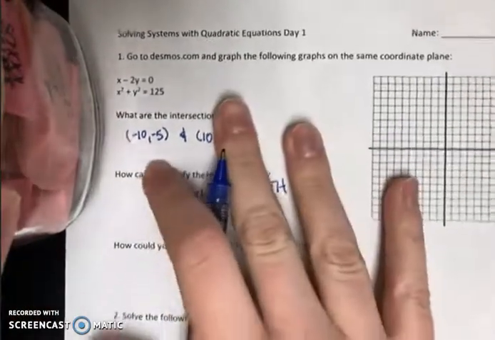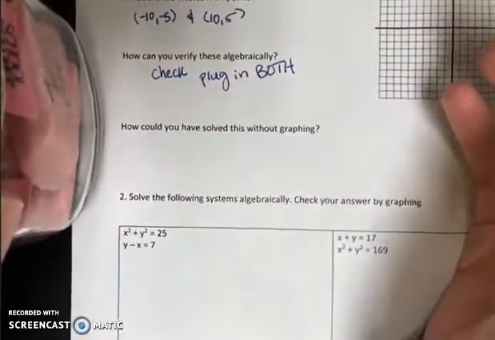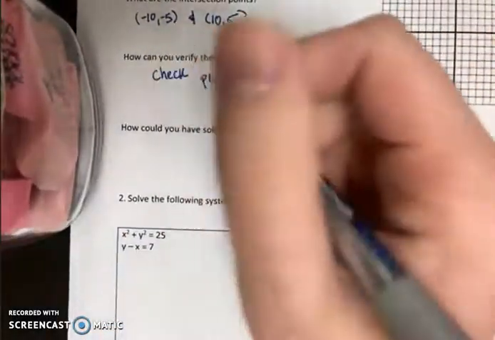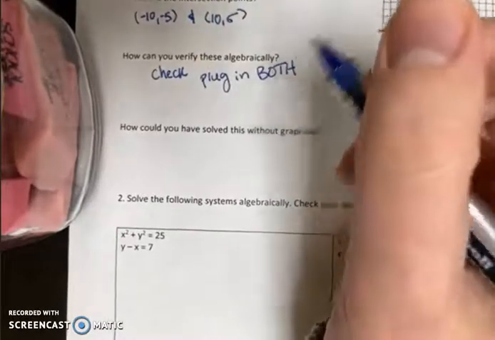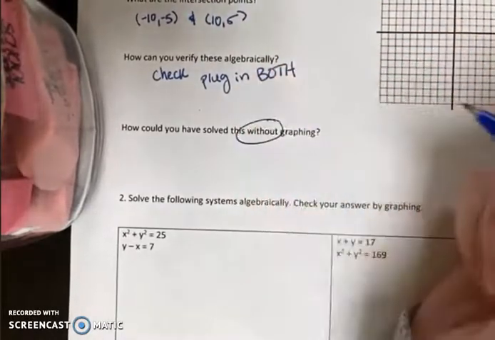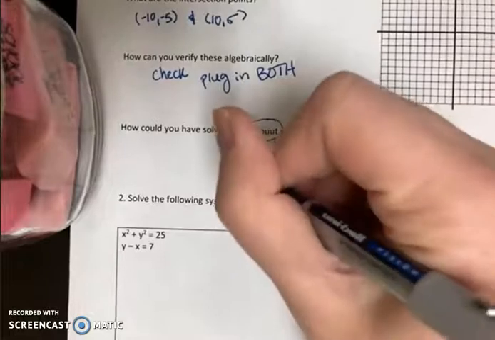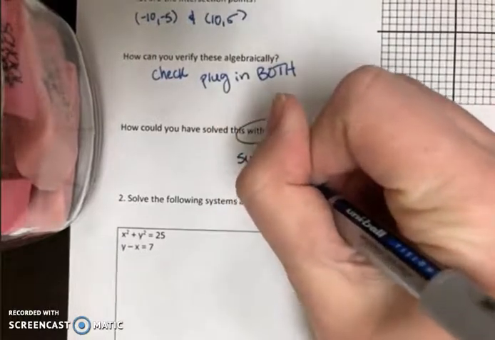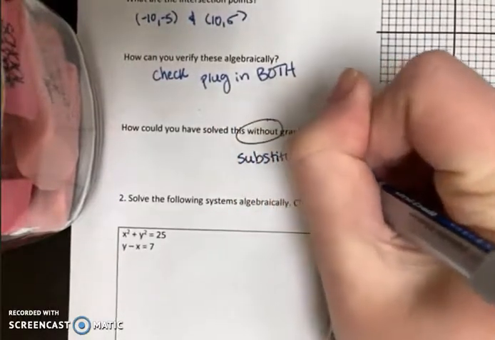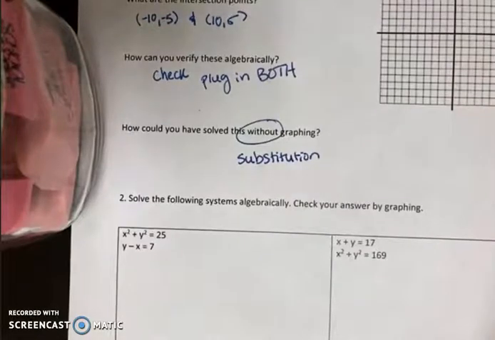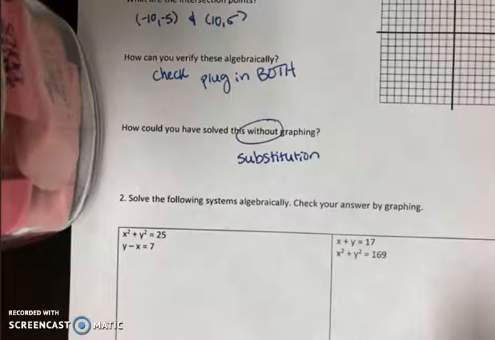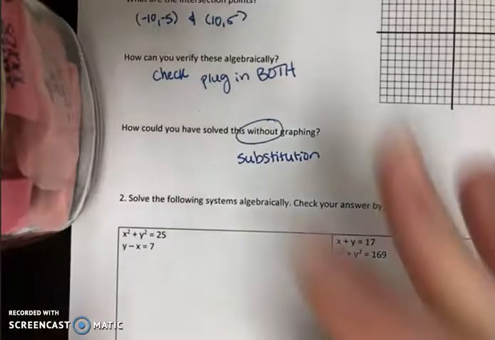And then for the next question where it says, how can you have solved this without graphing? What we're going to be doing in order to solve without having to graph every single time is we are going to be using substitution, which is an idea that you already know. However, I will say that a lot of algebra mistakes have been made in the past, so we're going to use Desmos to check our answers.